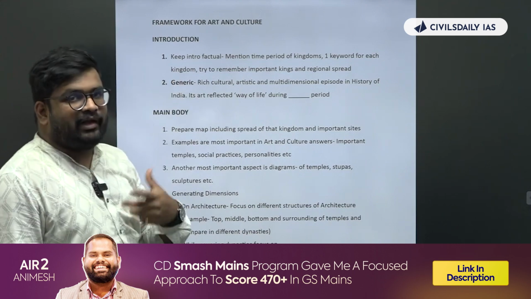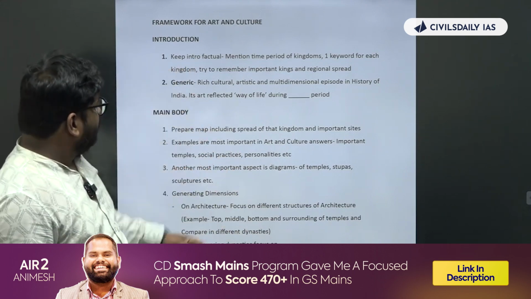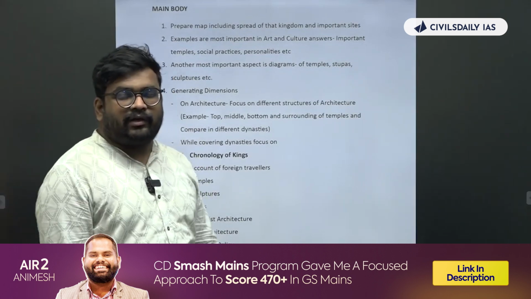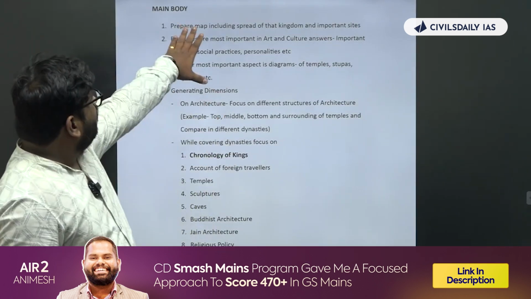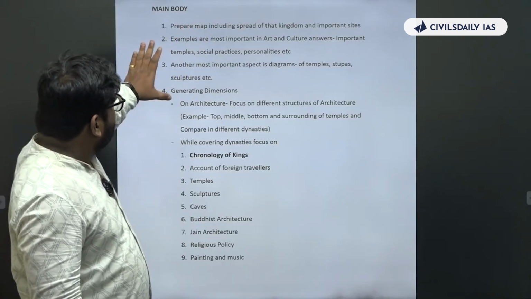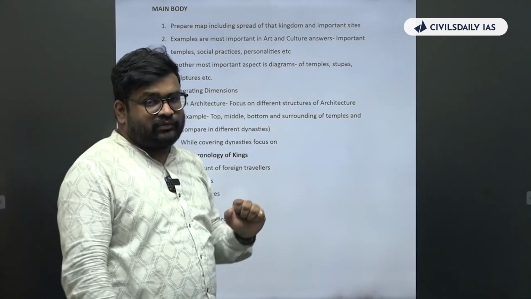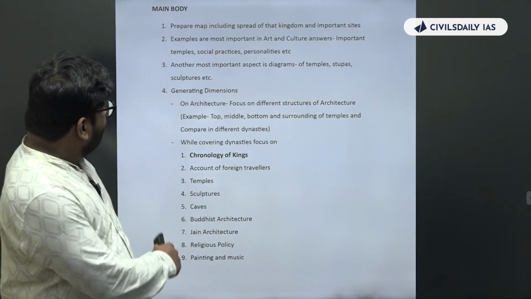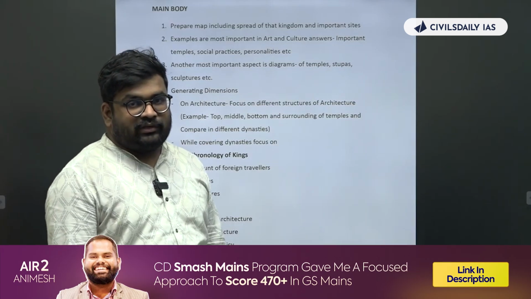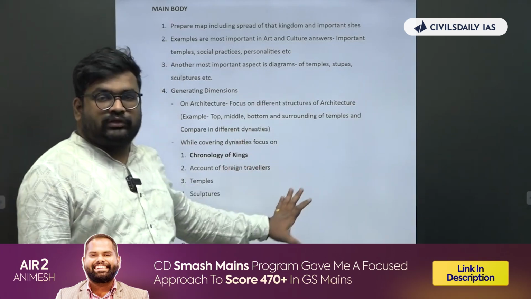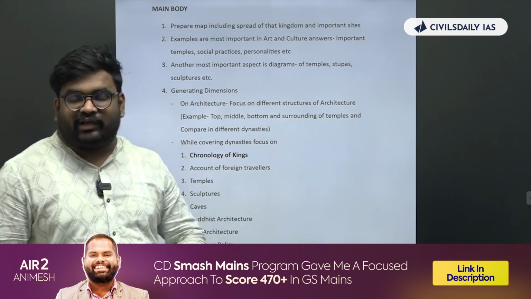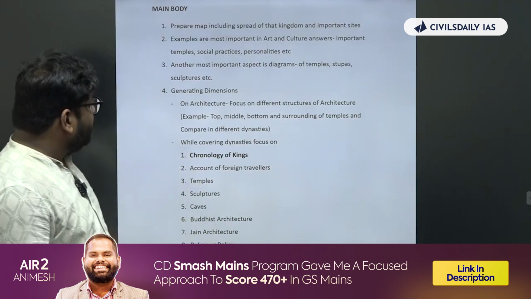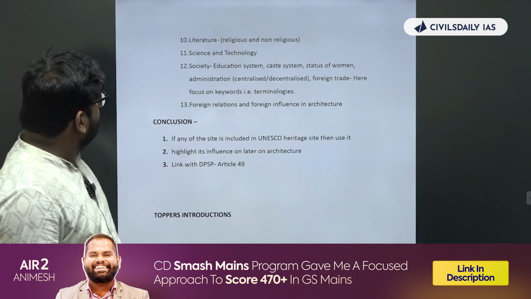Or if you want to give the generic introduction, you can use this way. Second, in the main body, the important aspects in answer writing of art and culture are: first, the use of the map. The second is the use of the diagrams with respect to the presentation. And the third aspect is with respect to the dimensions. So in this, we have the sectional approach, where we are covering the different sections of the society or different sections or sectors within the architecture. Based upon that, you will be generating the dimensions.